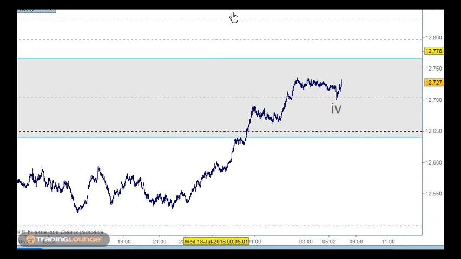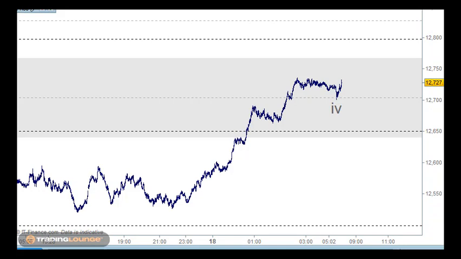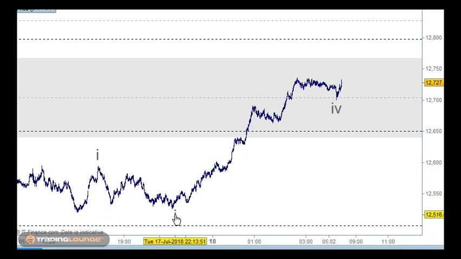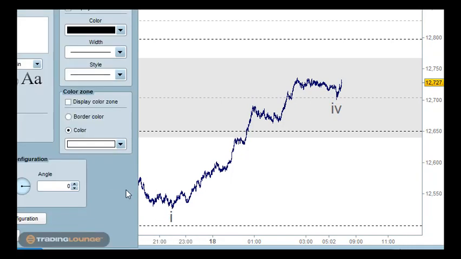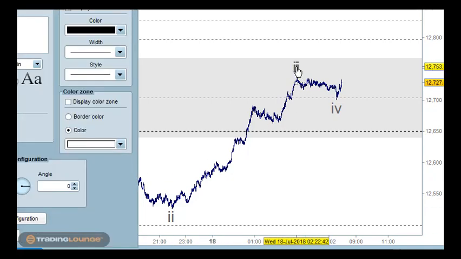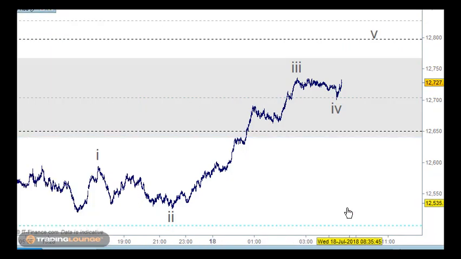So okay, bear with me while I get things set up. Wave 1 here, ABC for wave 2 here. Close that off. Wave 3 here. And wave 5. I'll just put it up here, but there will be other resistances there as well.